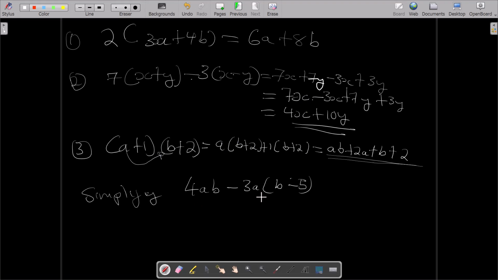Okay guys, welcome back. So I gave you an expression to simplify. I'm expecting an answer which is 4ab minus 3ab plus 15a, which gives us nothing but ab plus 15a, the expression that we get.